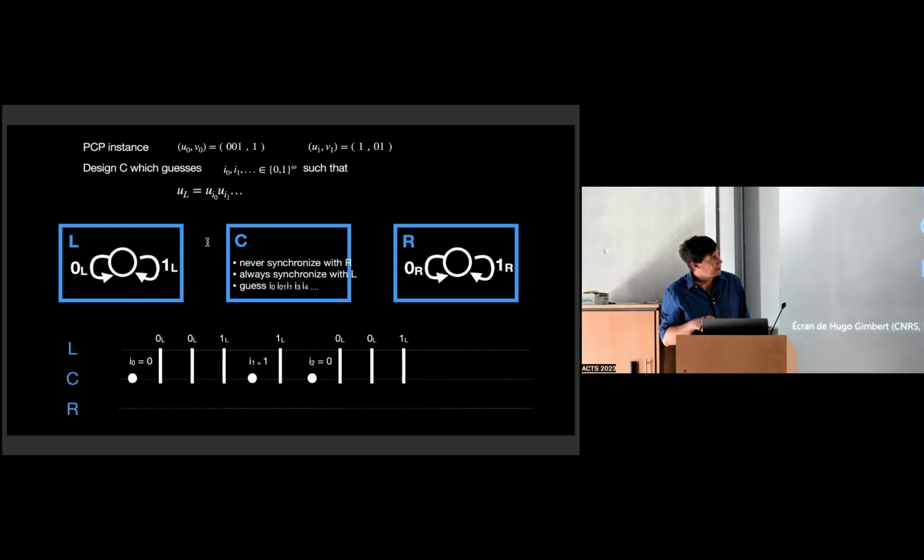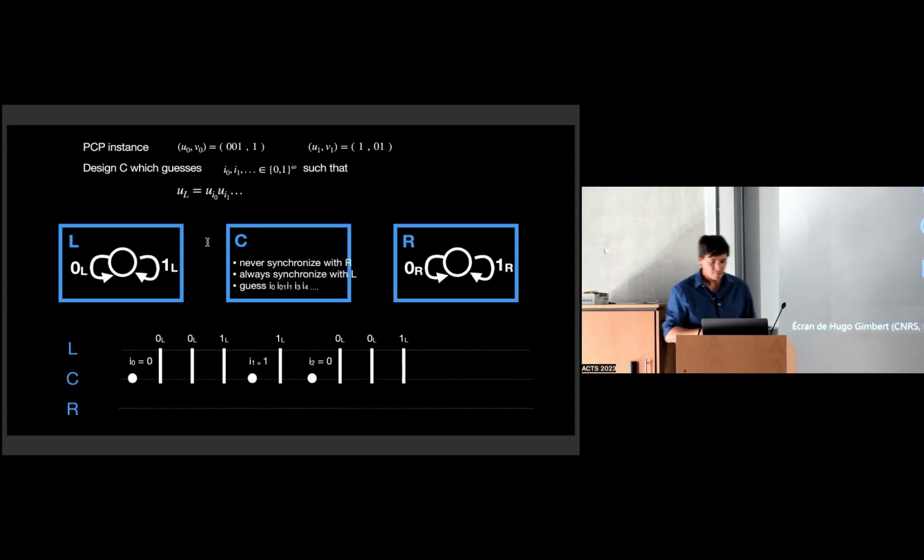And it will guess the indices one by one, first I0, I1, I2, and so on. And in between, it will synchronize with L on the right word. So if it's a 0, the first instance is 001 here, 001. If it's a 1, the first instance here is 1, and so on.